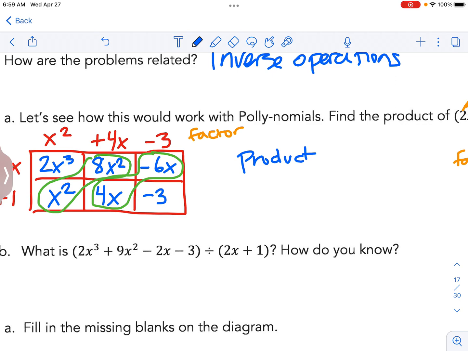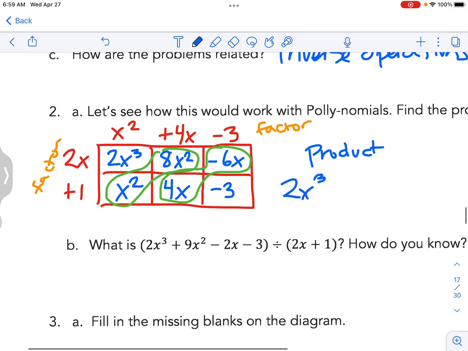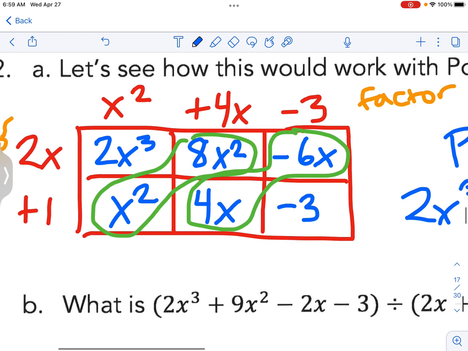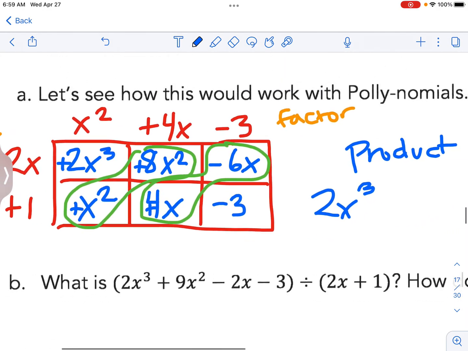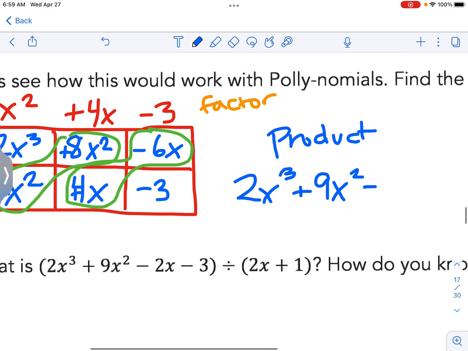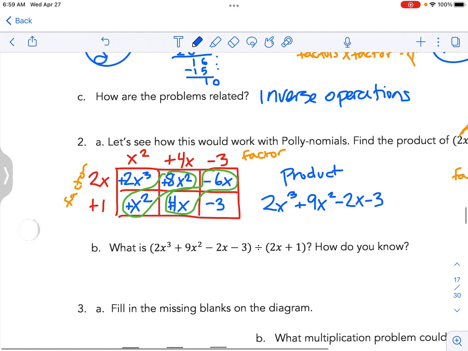So we have 2x cubed, and I'm just going to add a little comment here. When we multiply 2x and x squared, we get a positive value, right? So all these are positives, even though I didn't put plus signs there. So we got 2x cubed plus 9x squared minus 2x minus 3. So there's our product.